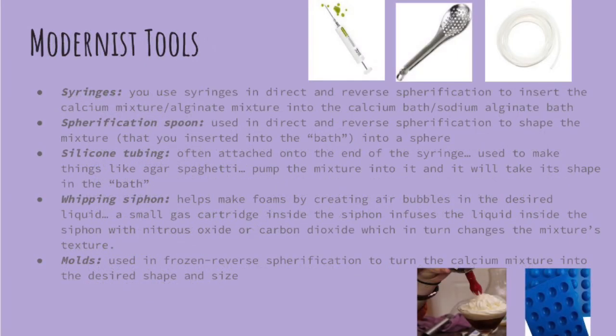Lastly, I'm going to explain some tools to use with spherification. I'm not going to go into much detail because I don't want to make this too long again, but syringes, spherification spoons, and silicone tubing are all used in direct and reverse spherification, and molds are mainly only used in frozen reverse spherification. And whipping siphons are used for making foams.